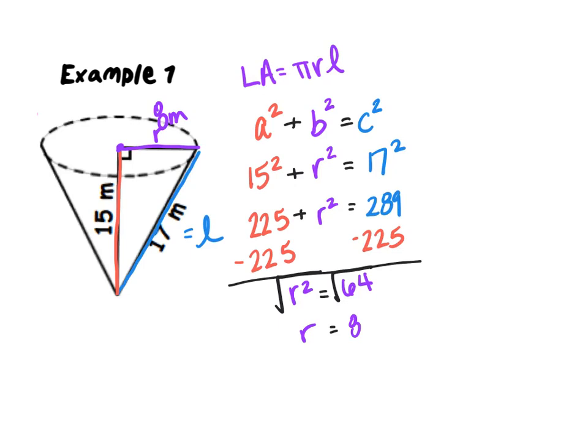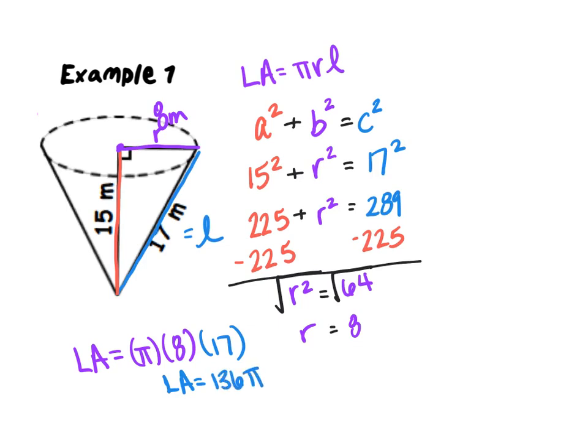And now I can use my lateral area formula, which says pi times r times L. Well, pi times r times L. And if I want an exact answer, and I multiply 8 times 17, I get 136. So the lateral area exact answer would be 136 pi. I can convert this to an approximate answer by letting pi be 3.14 and multiplying that by 136.